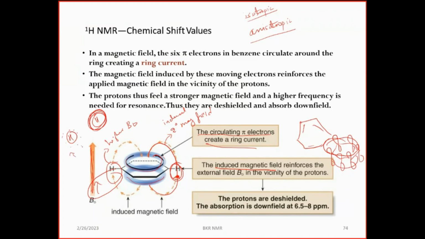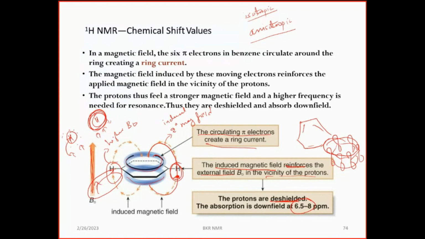So I am de-shielded. Okay, so the induced field reinforces the external field in the vicinity of the protons. The protons are de-shielded. So that is why the values of aromatic protons come around 6.5 to 8.